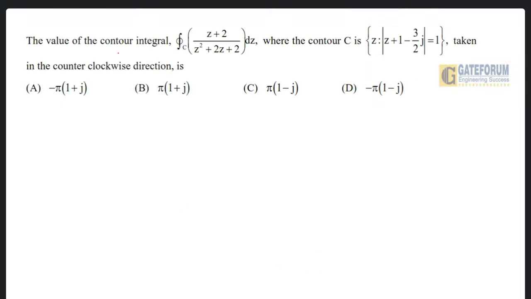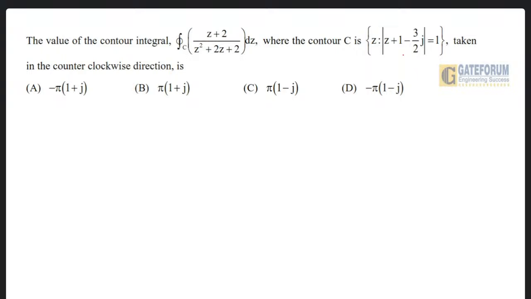The question is the value of the contour integral over C of (z + 2) divided by (z² + 2z + 2) dz, where the contour C is the set of all z such that |z + 1 − (3/2)j| = 1, taken in the counterclockwise direction. This is from engineering mathematics, the topic complex variables, subtopic complex integration. You can evaluate the integral by Cauchy's integral formula or Cauchy's residue theorem.